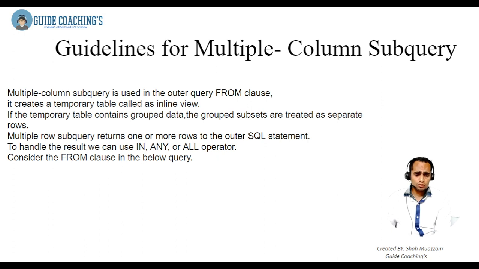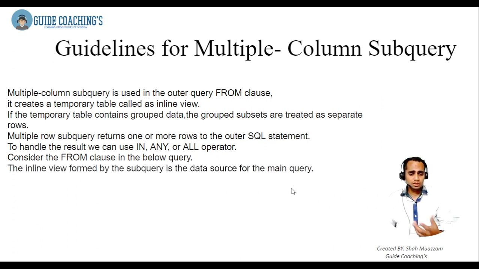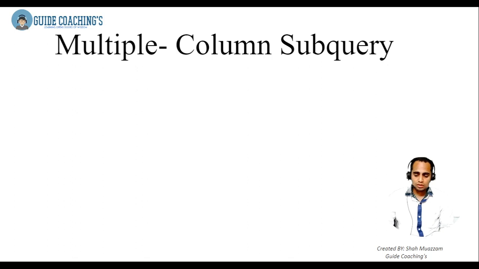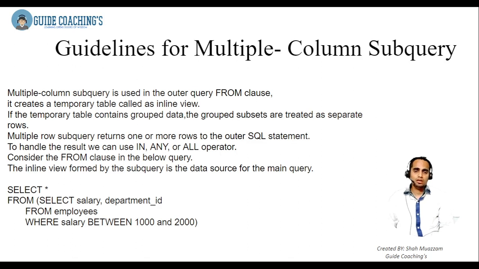Now consider the from clause in the below query. As I discussed about inline view, we'll write select star and then we'll write from, and here we generally write the table name, but here we have written another query, select salary, department id from employee between 1000 and 2000. See, that is how it works.